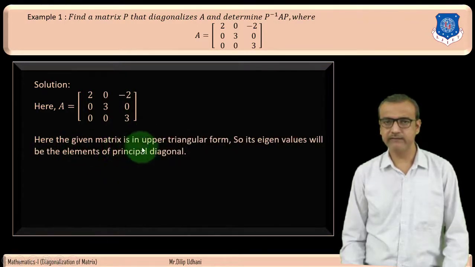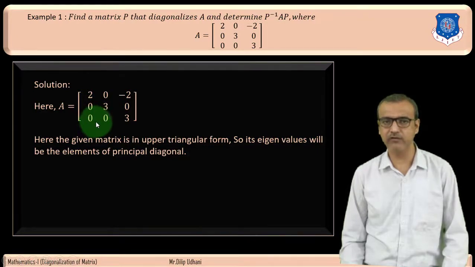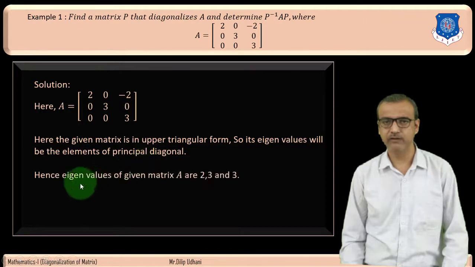Here the given matrix is in upper triangular form. So its eigenvalues will be the elements of the principal diagonal. You can see that below the principal diagonal we have 0 everywhere. So we can say that this matrix is in upper triangular form, and its eigenvalues will be the principal diagonal elements. Hence, the eigenvalues of the given matrix A are 2, 3 and 3, which are the principal diagonal elements.